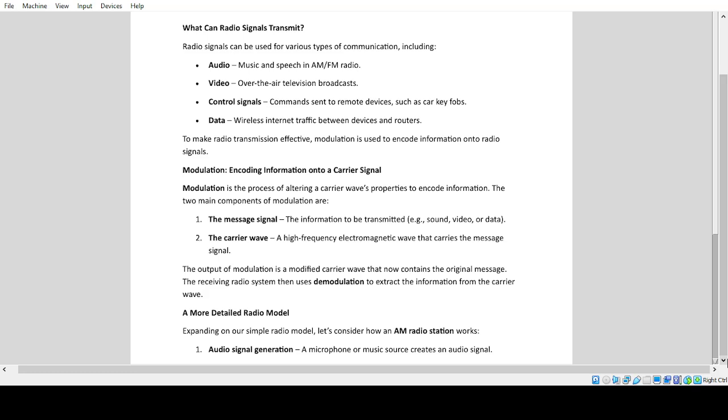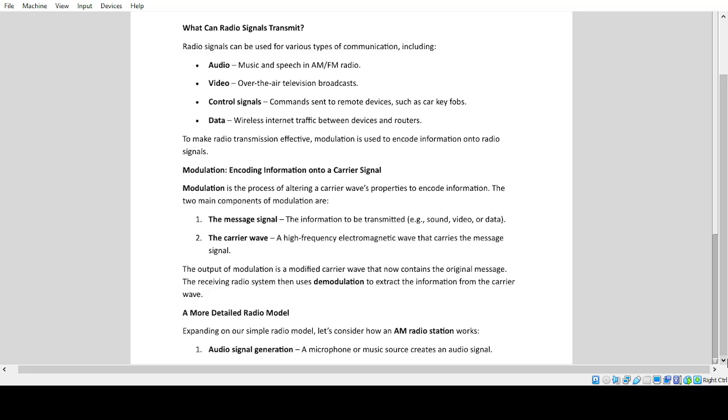Modulation, encoding information onto a carrier signal. Modulation is the process of altering a carrier wave's properties to encode information. The two main components of modulation are: 1. The message signal, the information to be transmitted, e.g., sound, video, or data. 2. The carrier wave, a high-frequency electromagnetic wave that carries the message signal.